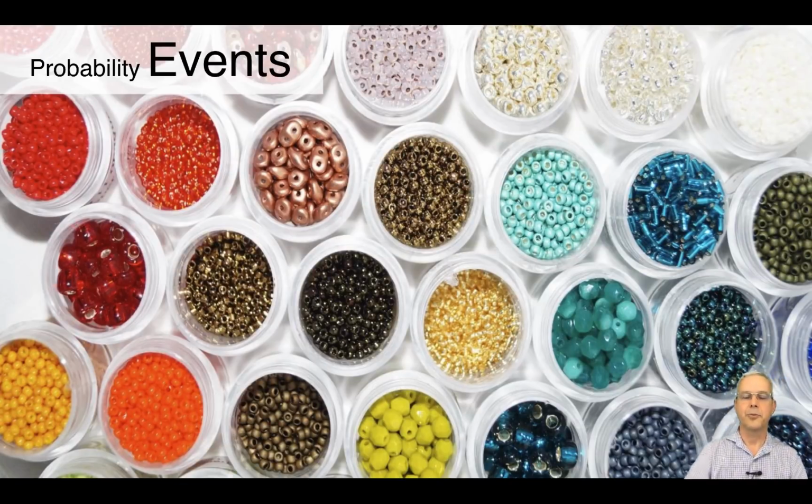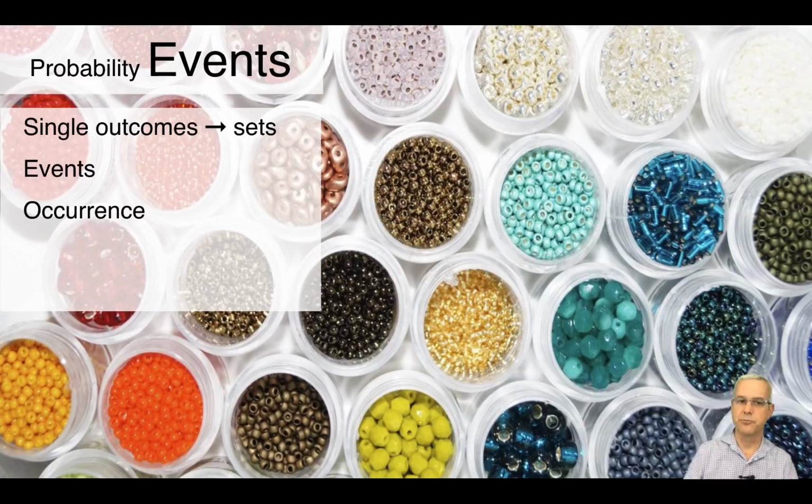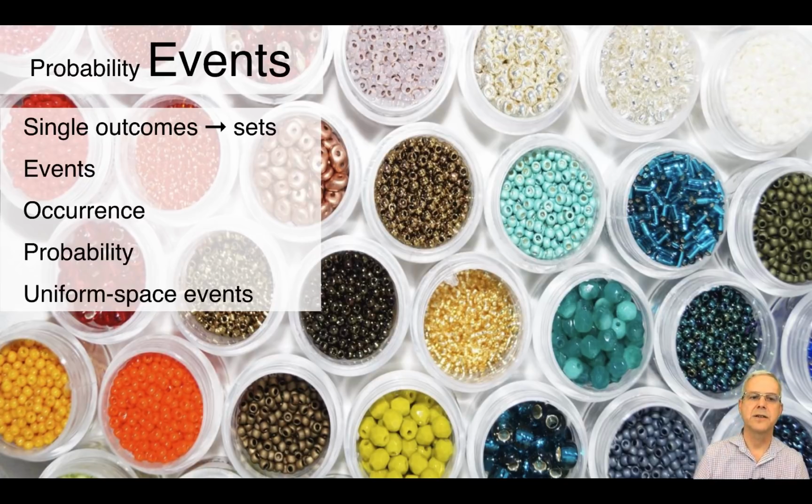Hello and welcome back. So far we've talked about single outcomes and their probabilities, and now we want to move from single elements to sets, and we'll call them events. We'll talk about what it means for an event to occur and what the probability of an event is, and then we'll calculate the probability of events when the sample space is uniform.